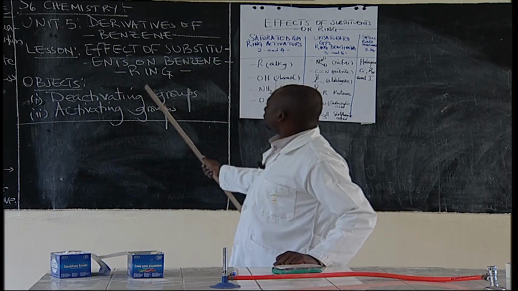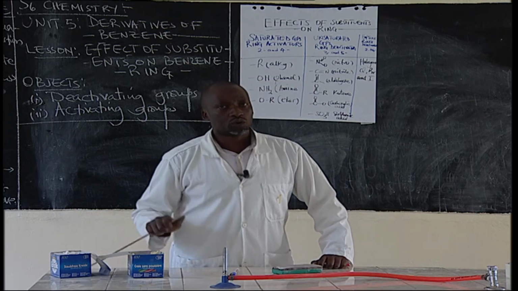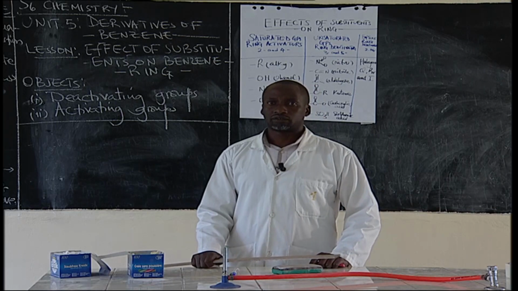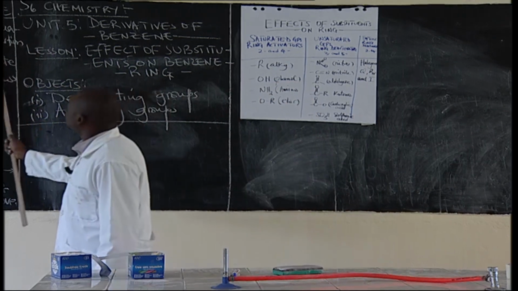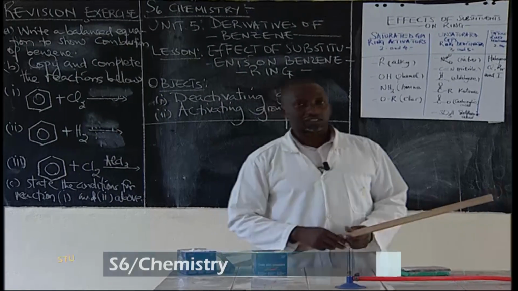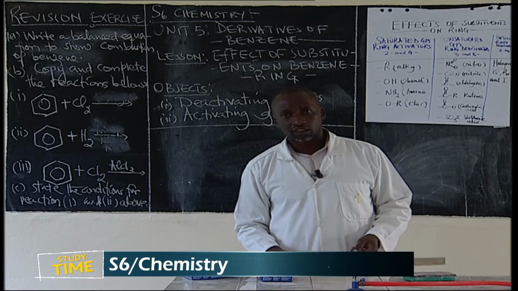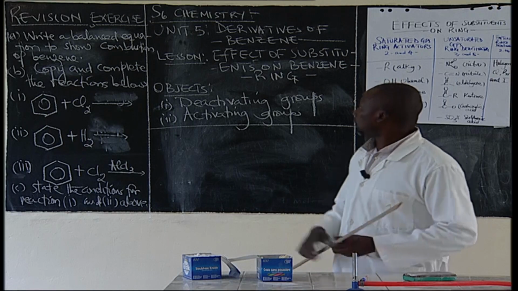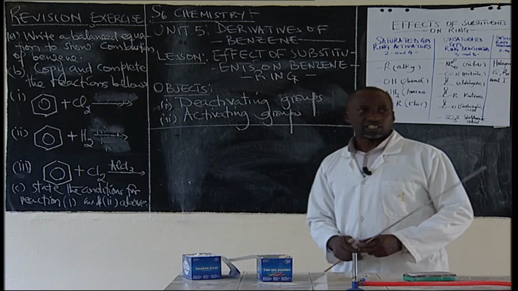Before we look at the groups, I wanted us to first briefly go through a simple exercise of the reactions that we looked at in the previous lesson. This is the simple exercise. Write a balanced equation to show combustion of benzene. I hope everybody can do this. Can you write it down within a few seconds, not more than 5 seconds? Just write down the balanced equation to show the combustion of the benzene.